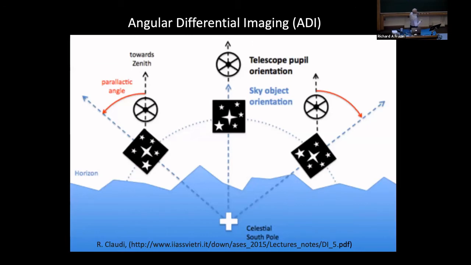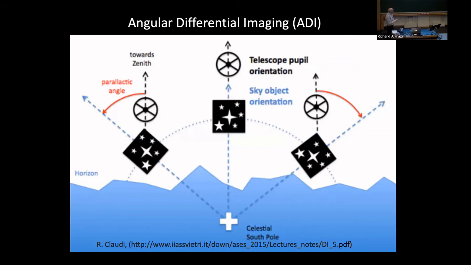Now, this is how angular differential imaging works. This is the south celestial pole, and the stars rise in the east over here. What you're watching in these black boxes is a little field of stars that are rising and setting as the observing night goes on. Again, this plus is the south celestial pole. Because the Earth is rotating, the whole night sky rotates around the south celestial pole, and the stars rise and set on these circular arcs.